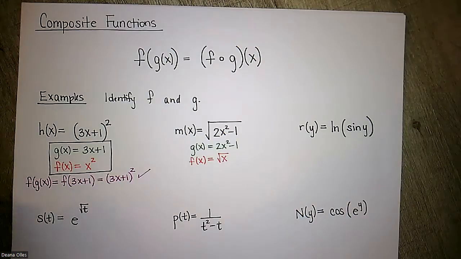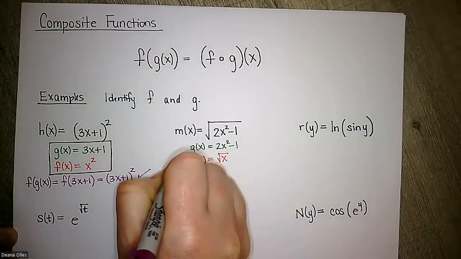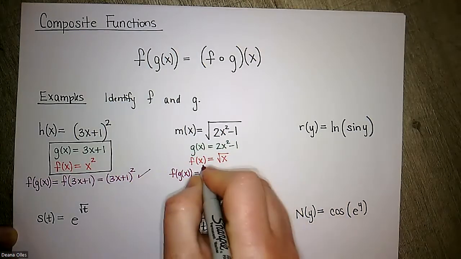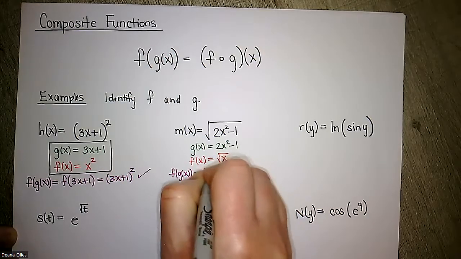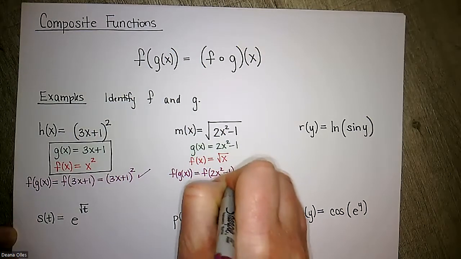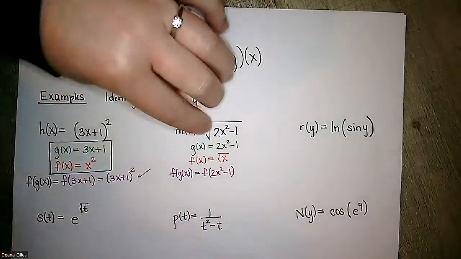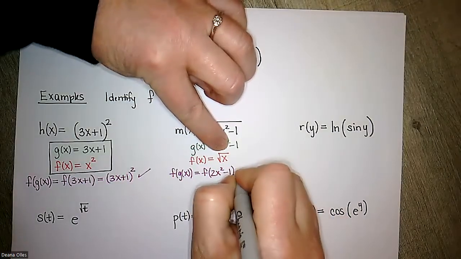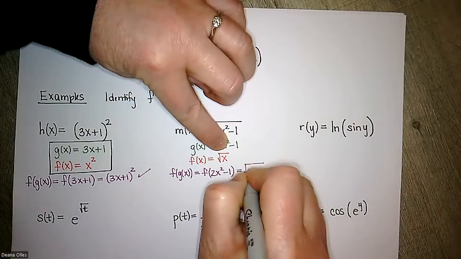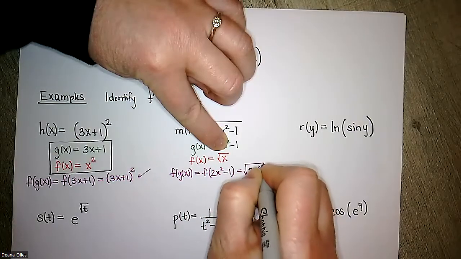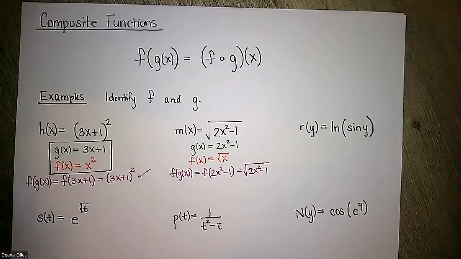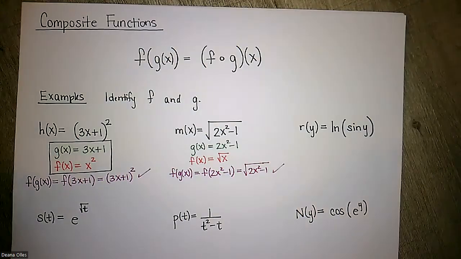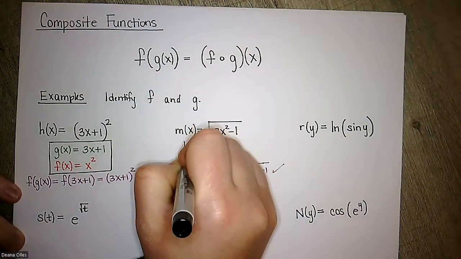All right, let's go ahead and check that and make sure that makes sense. f of g of x, again, means instead of x in f of x, I'm going to put in g of x, which is 2x squared minus 1. So I want f of 2x squared minus 1. Instead of x, I'm putting in 2x squared minus 1. This gives me the square root of 2x squared minus 1. Is that what I have? Yes, that's what we started with. So I've selected f and g properly.